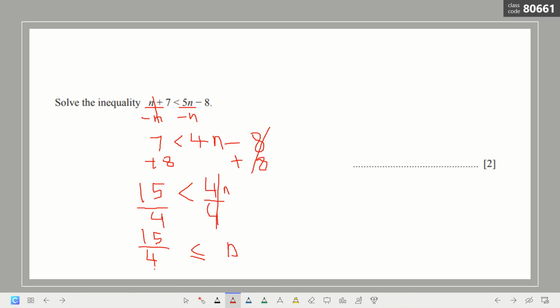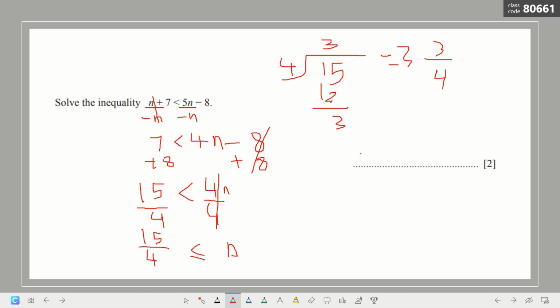Now if you want to simplify this, you can divide 15 by 4 like this. 15 divided by 4 makes it a mixed number, because this is an improper fraction. 15 divided by 4: how many times does 4 go into 15? It's 3. 3 times 4 is equal to 12. Now you subtract, and it becomes 3. So you can write this as 3 and 3 over 4.